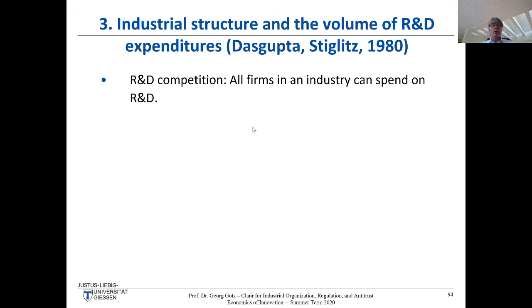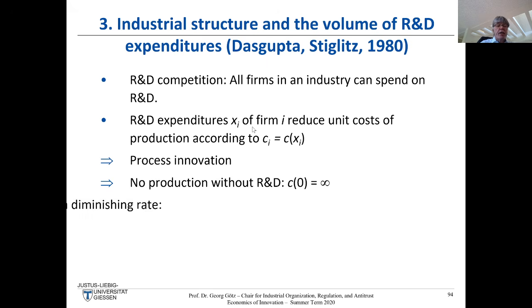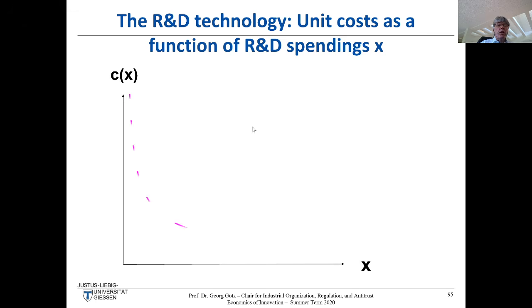So we looked into R&D competition, where all firms in an industry could and actually did spend on R&D. I already introduced to you briefly how this R&D expenditure affects cost. It's actually again a process innovation. I gave you briefly how this functional form looked.